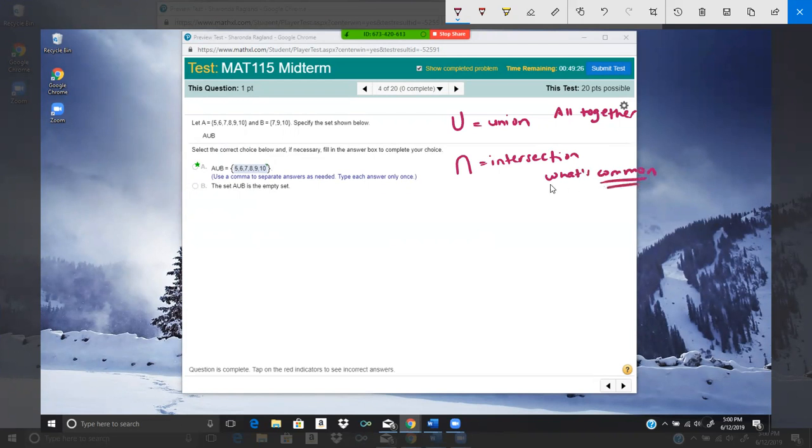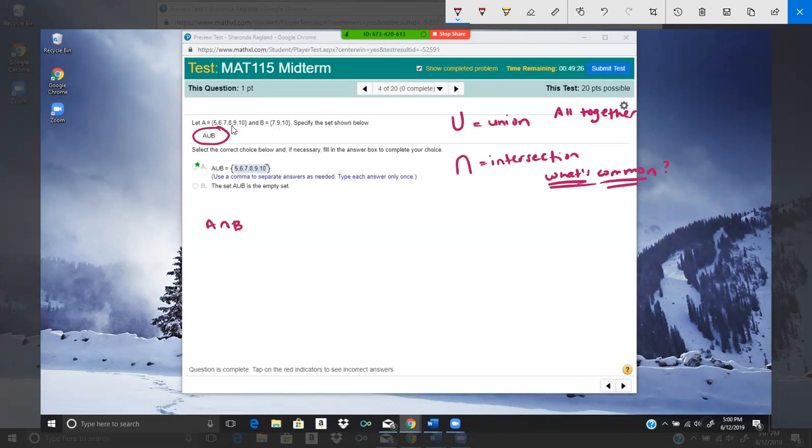What's common? All right, so here you have set A has the elements 5, 6, 7, 8, 9, 10, and then B has elements 7, 9, 10. And they want to know what the union of A and B is. So that means everything, everybody. So that would include A, which also includes B. So 5, 6, 7, 8, 9, and 10. That's your union, okay?